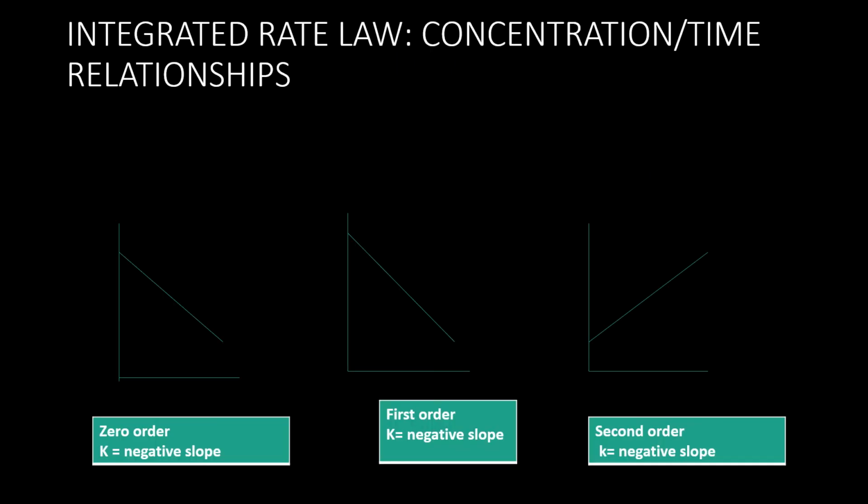So these are the graphs we obtained for zero, first and second order. For zero order, we take concentration of R against t and will get a line like this. Here log R against t, and here it is 1 by R. You can write R or A, both are letters, against t. These two have a negative slope because they are going down, and this has a positive slope and a y-intercept.